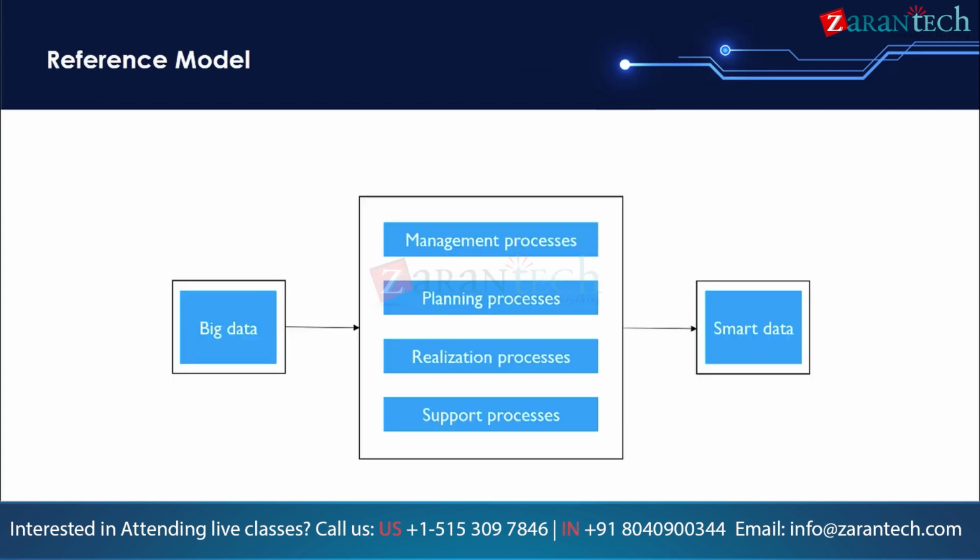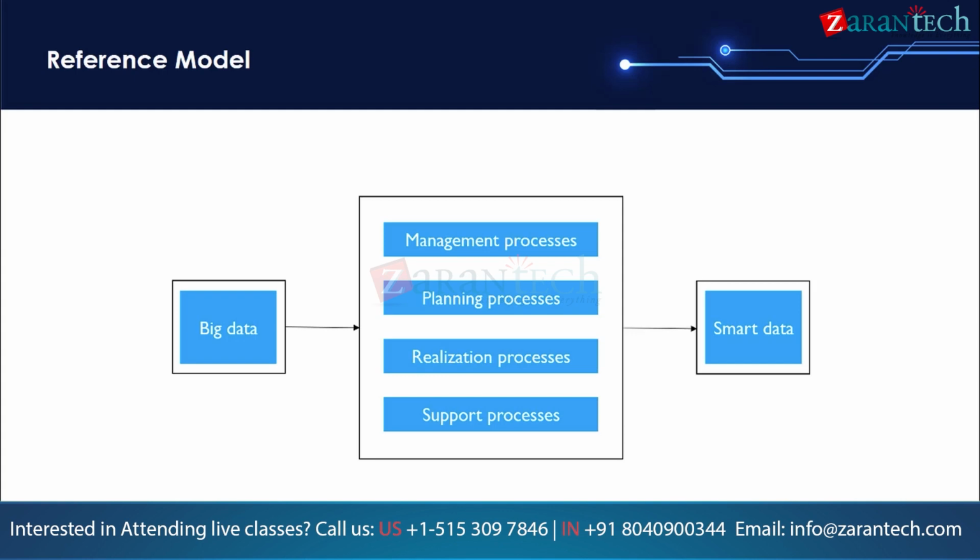Now, different organizations may adopt different approaches to turning big data into smart data. To adopt a standard, we have various reference models. Most of the reference models divide your activity of transforming from big data to smart data into various phases. In the same reference model, we can see that first, we apply management processes. Then we follow up with planning processes.